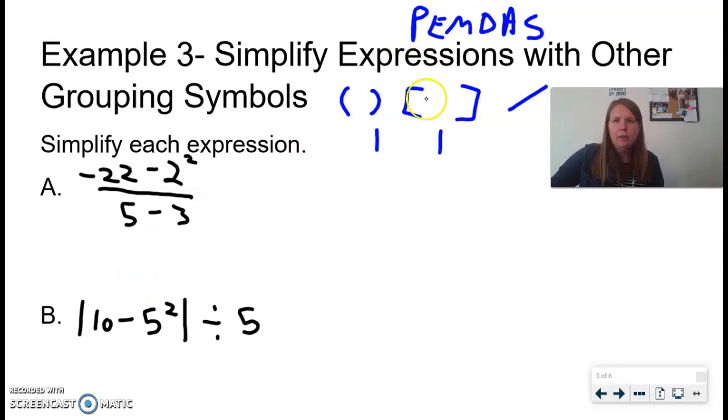But think about these different groupings as kind of your parentheses. So in this case, I'd solve the top and the bottom and then figure out what this division is. In B, I would solve out the part that's in the absolute value first and then do the stuff on the outside. All right, here's your challenge number 3.